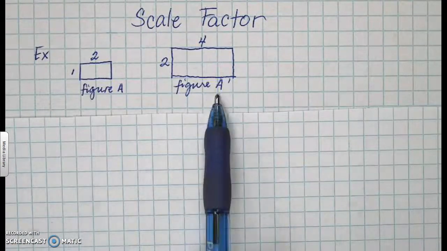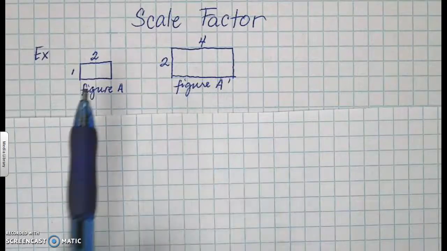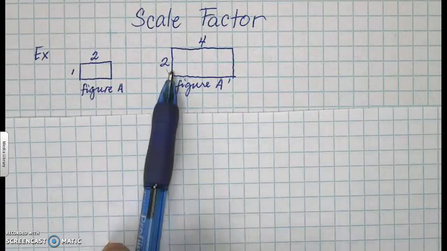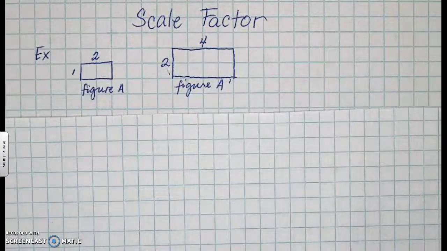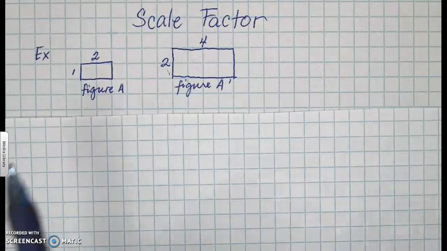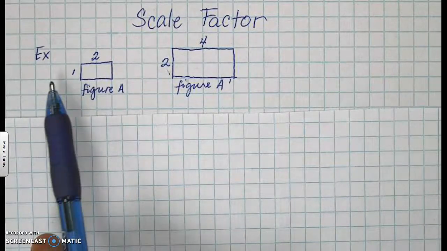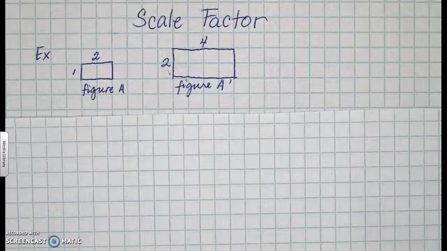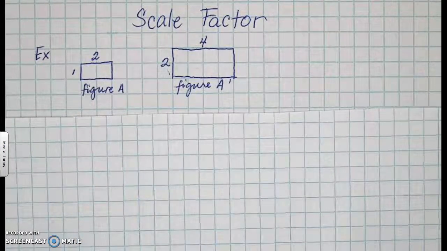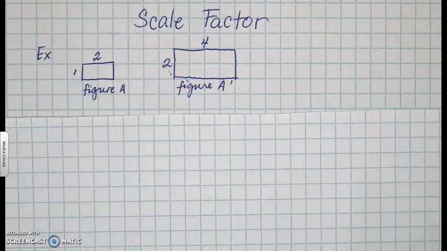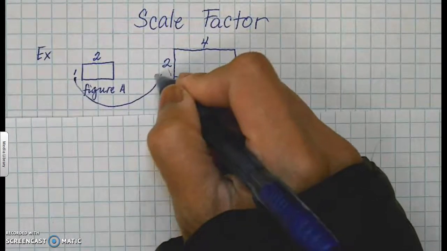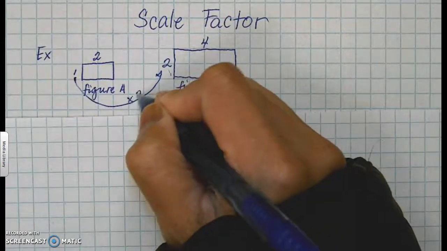For my figure A prime, I have increased this side and made it into a 2, and the 2 became a 4. So the first question is, what factor did you use to get from 1 to 2 or from 2 to 4? If your answer is 2, then very good. You have found the scale factor. So that is what you're using to multiply it by.